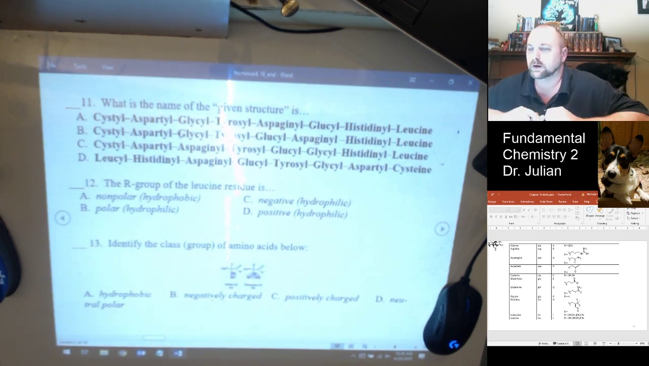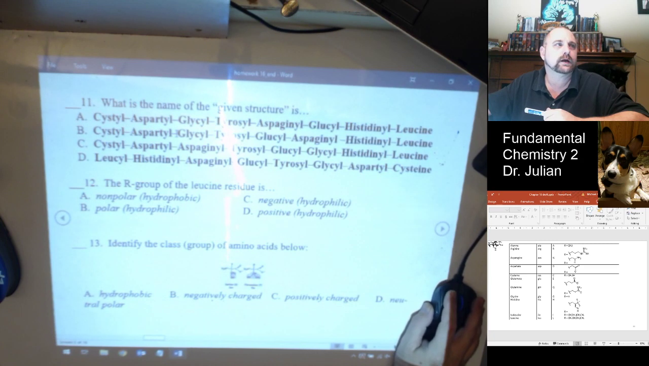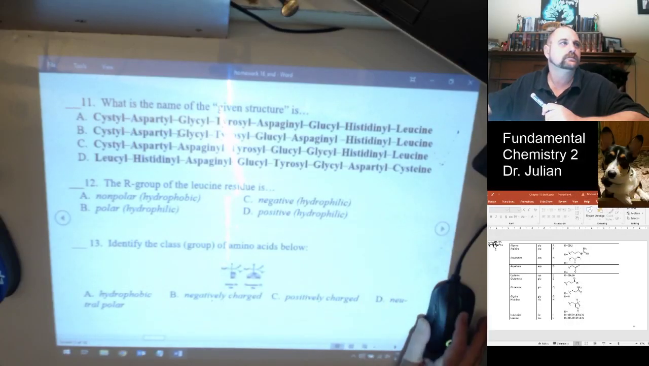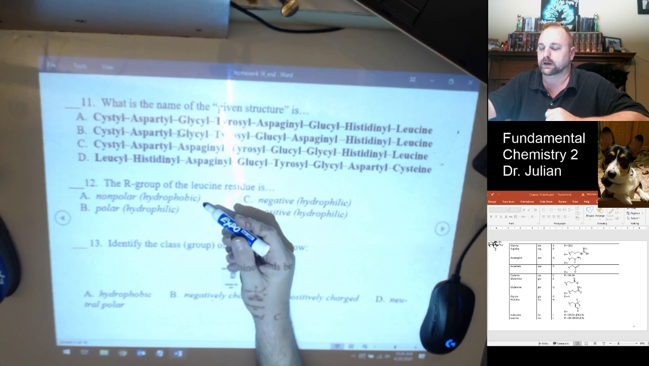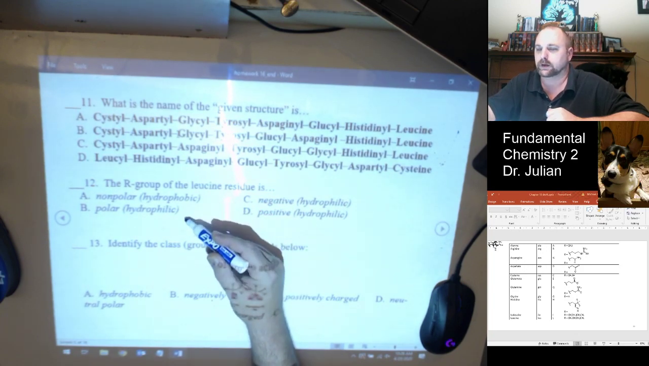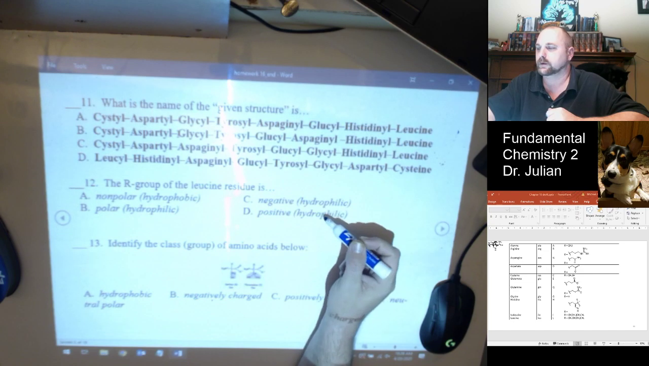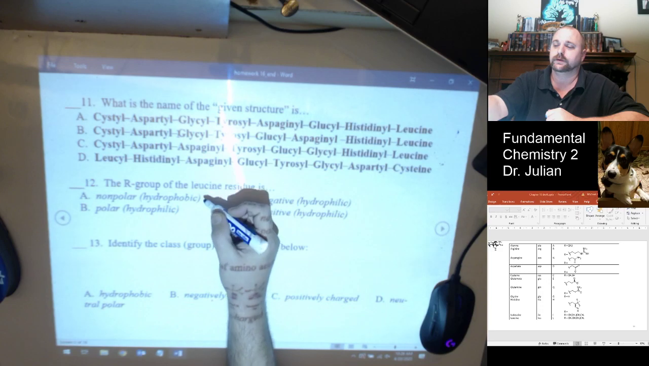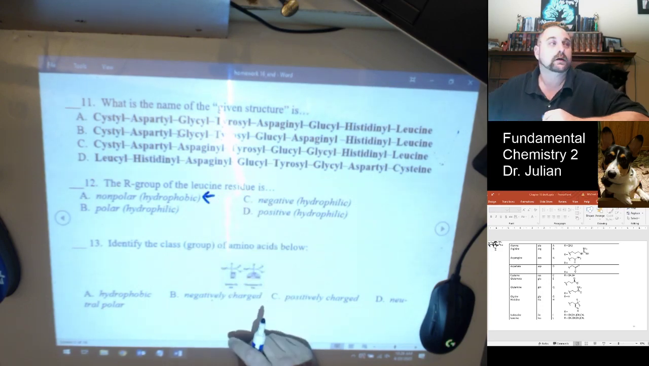Alright, and then, okay, the leucine residue. So it asked me to look at leucine. So let's go over here and look at leucine. I'll find leucine, that's down here. And it is CH2, that's that isobutyl group. An isobutyl group can be nonpolar hydrophobic. It doesn't have a charge, and it doesn't have anything but carbons and hydrogen, so it's nonpolar.